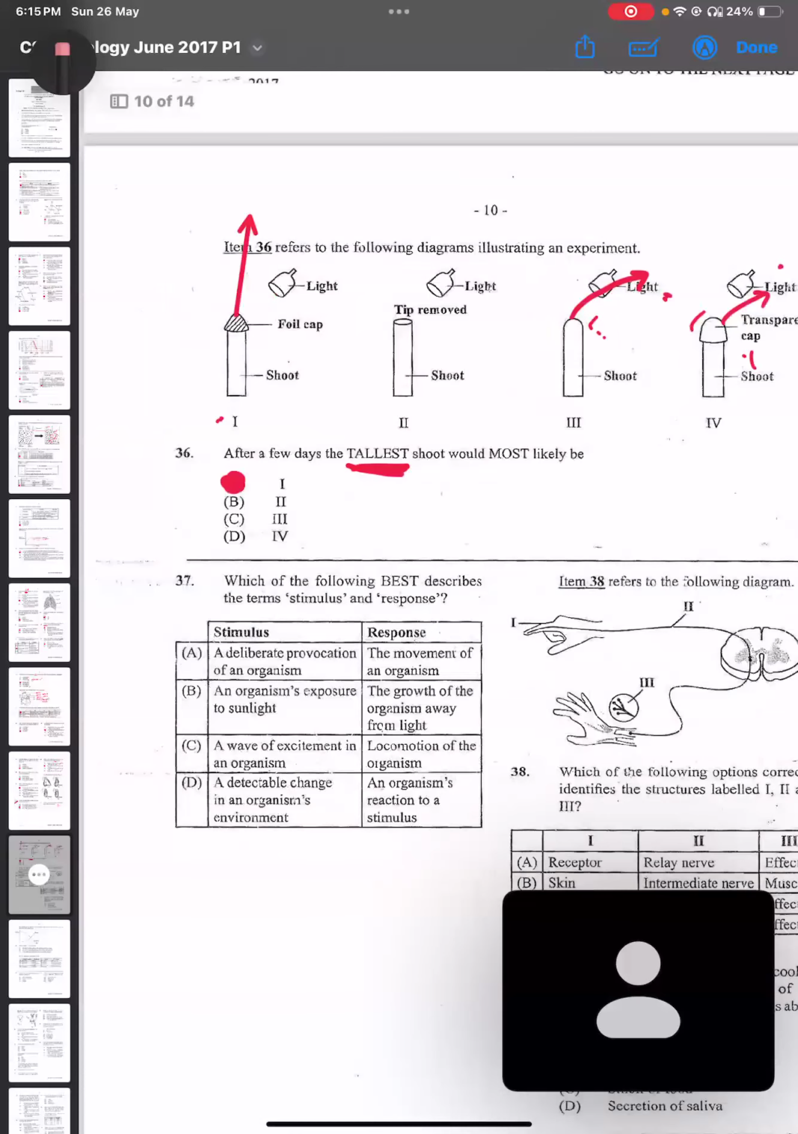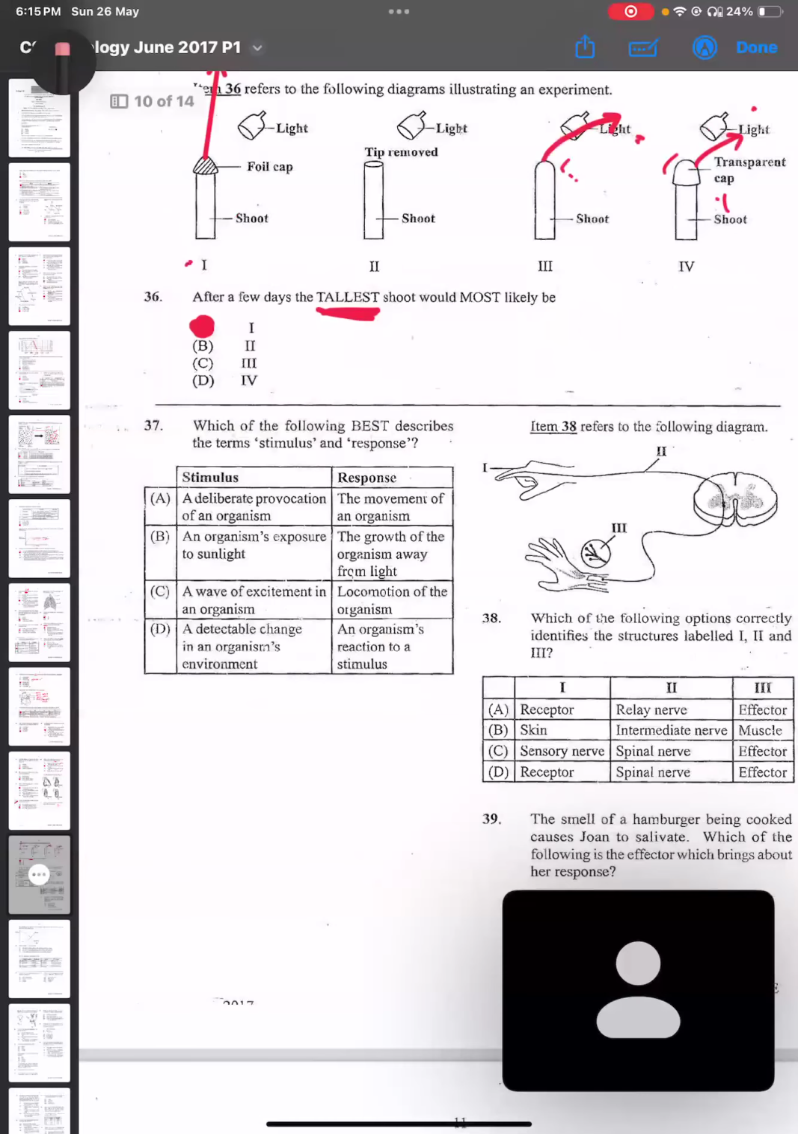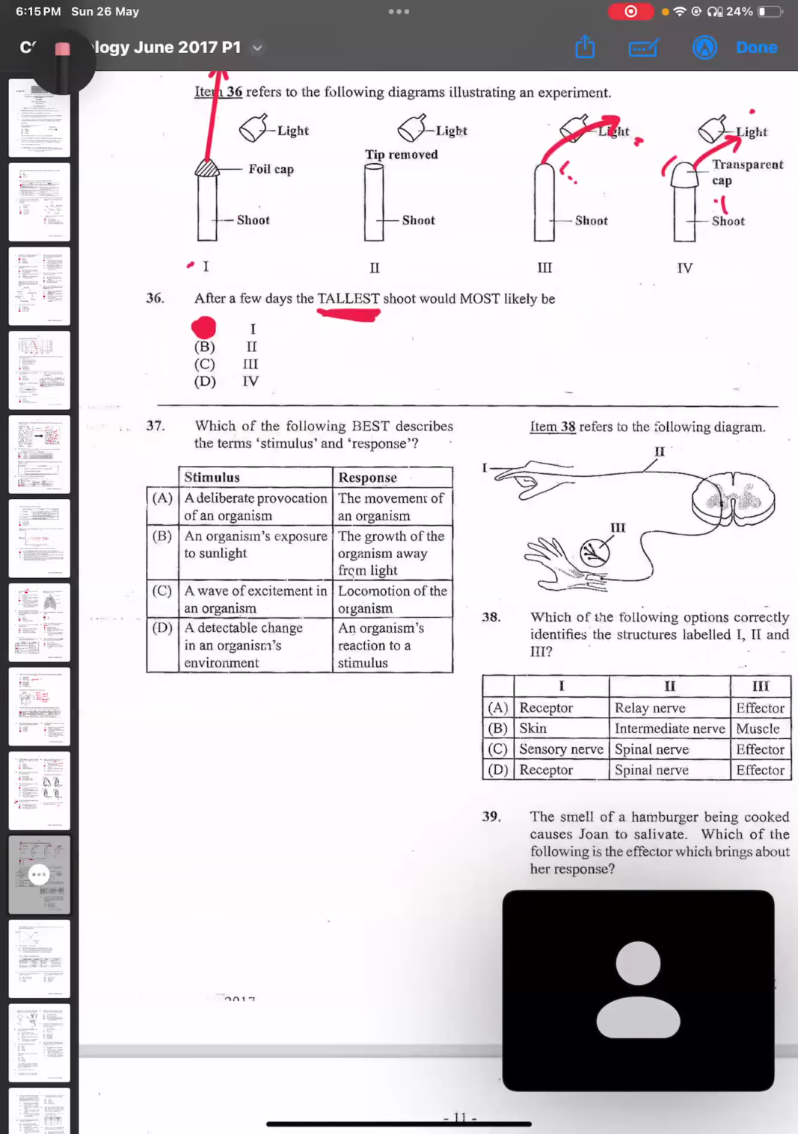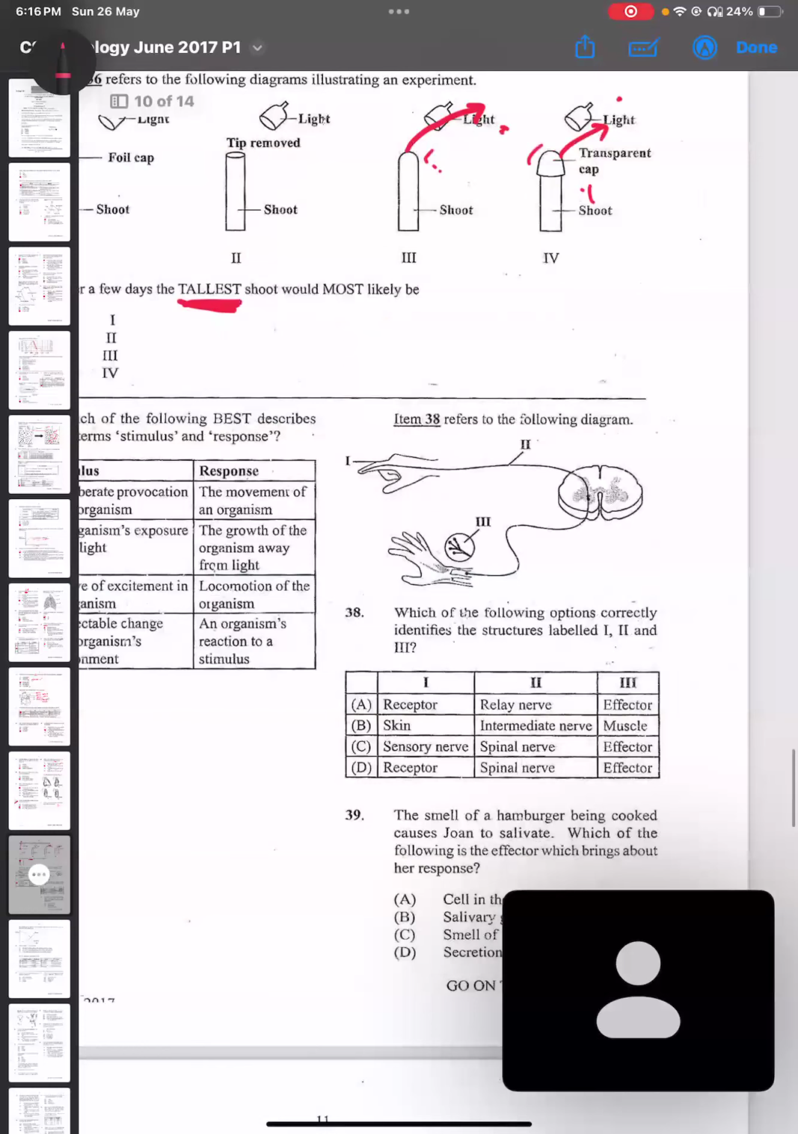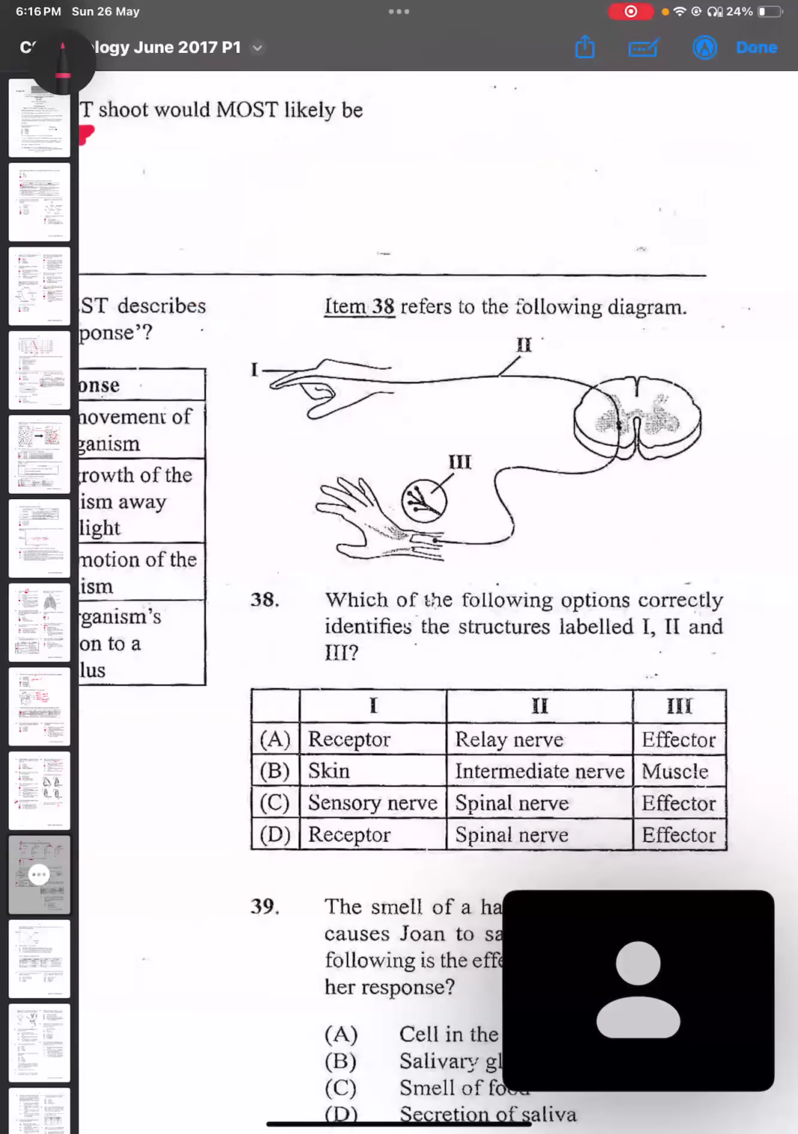Then 37. We know what 37 answer is. What's 37? Is E. Then for 38, it is similar to the question that we did before, but they have changed a few things about it. So look at the question again. Which of the following options correctly identifies the structures labeled 1, 2, and 3?